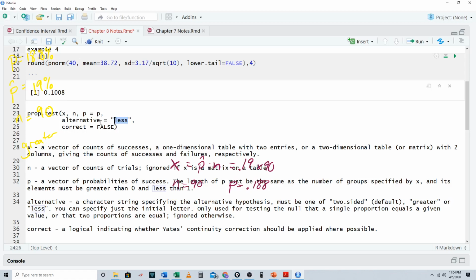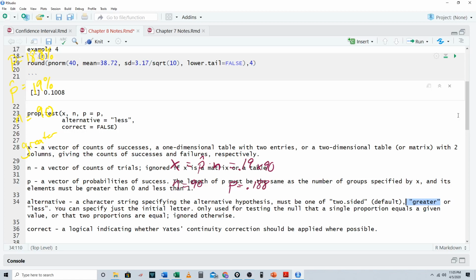We're either going to do greater than or less than. You can specify, but we don't really care, just type in less or greater. And then correct. This has to be written here because if it's left blank, it's going to be assumed to be true. It says a logical indication whether Yates continuity correction should be applied. We don't want to do that. None of the questions want us to do that. It took me a bit of trial and error to figure that one out, but I did it for you.